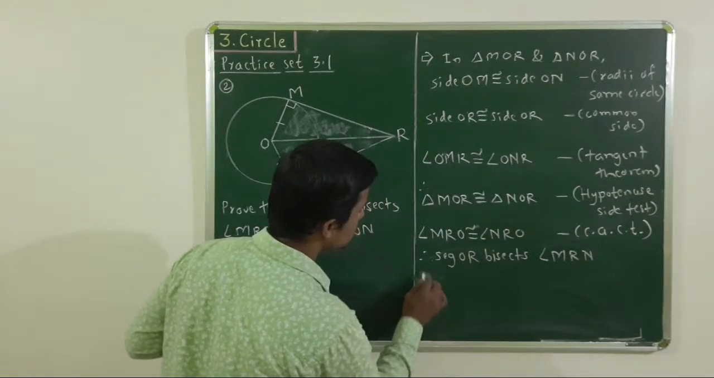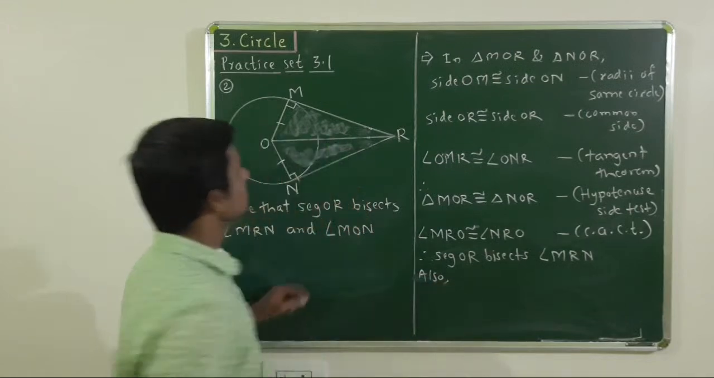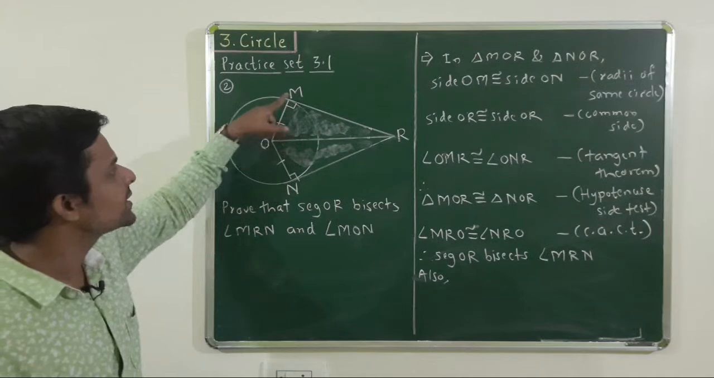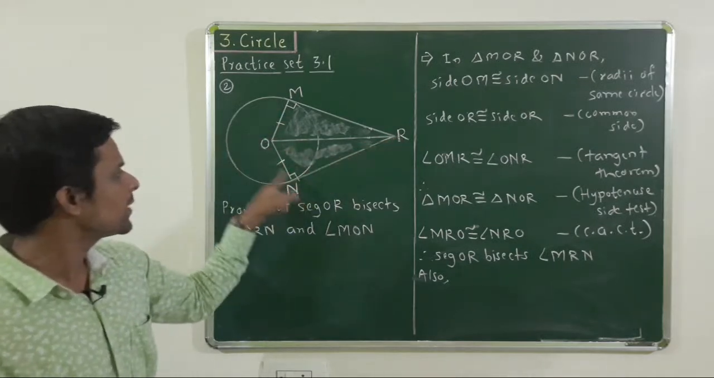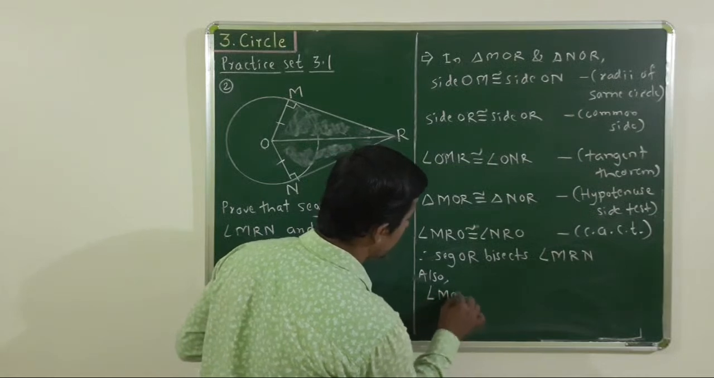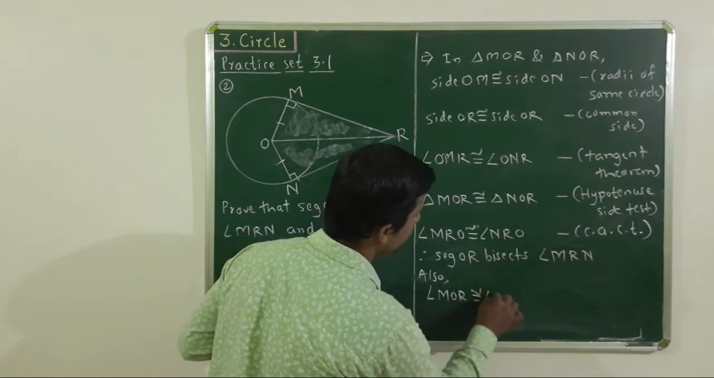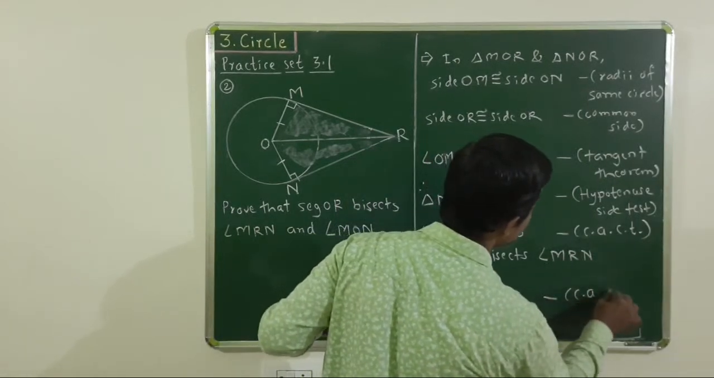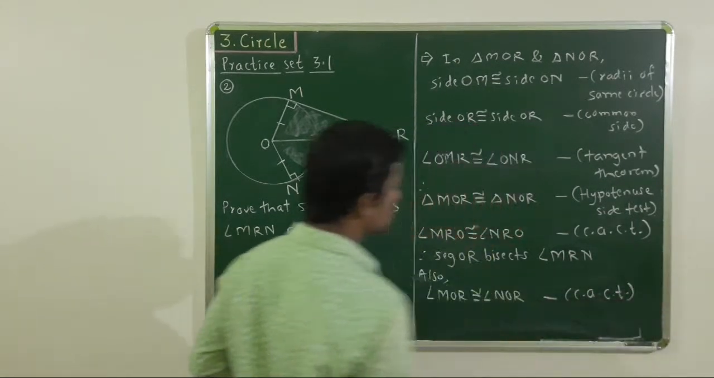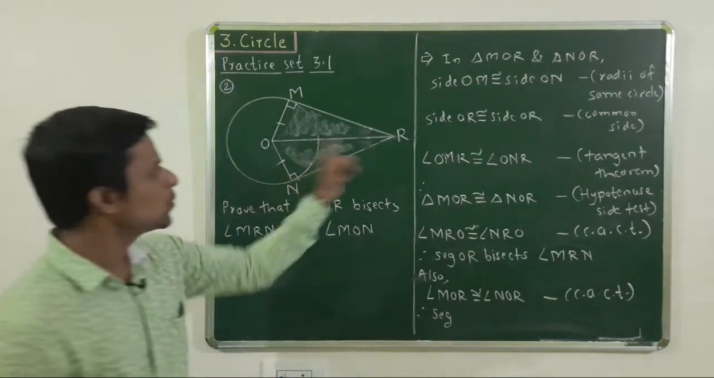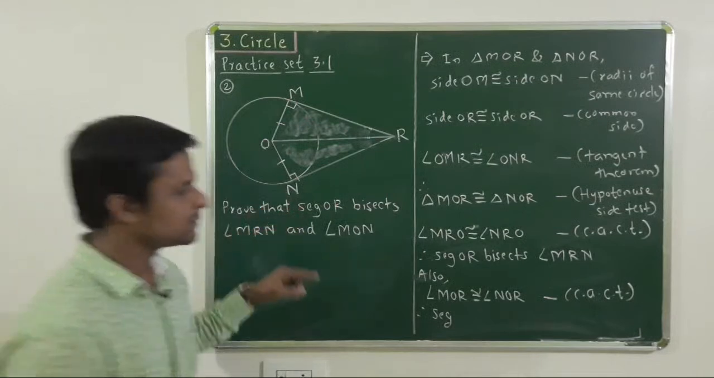Similarly, like these two angles congruent, these two angles will also be congruent. That is angle MOR congruent to angle NOR. Angle MOR is congruent to angle NOR. Reason is same, that is CACT, corresponding angles of congruent triangles. Hence similarly segment OR bisects angle MON.